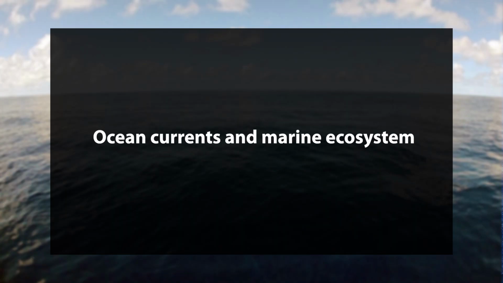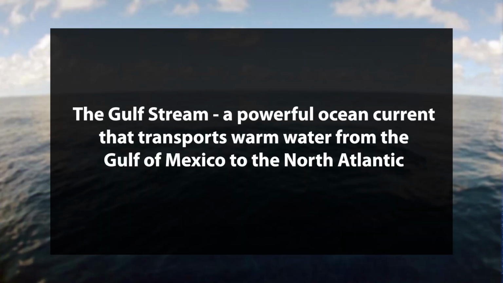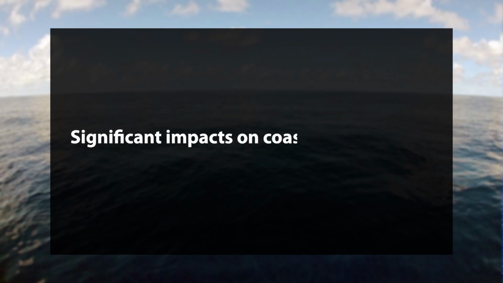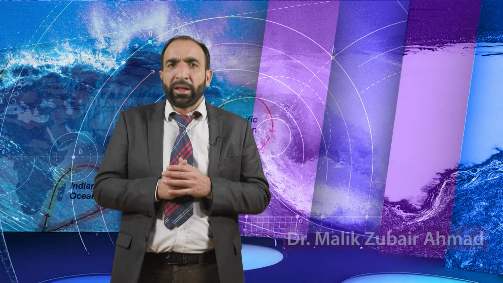Ocean currents also influence the marine ecosystem. Nutrient distribution. Ocean currents can transport nutrients across vast distances, influencing the distribution and abundance of phytoplankton, the basis of the marine food chain, like the Gulf Stream, which is a powerful ocean current that transports warm water from the Gulf of Mexico to the North Atlantic. Significant impacts on the coastal environment. Strong ocean currents can cause erosion along the coast, wearing away beaches and cliffs over time.